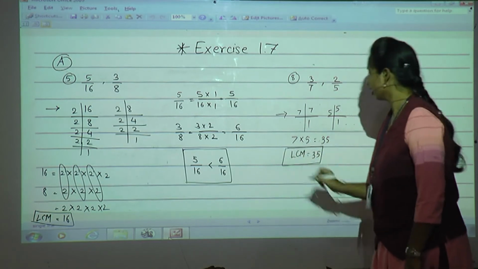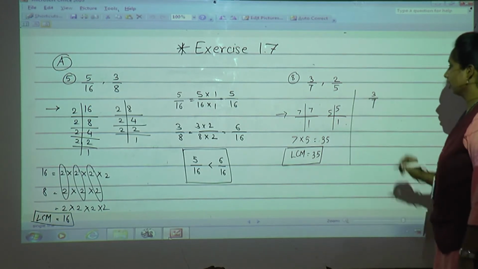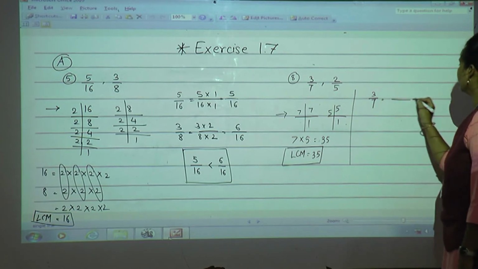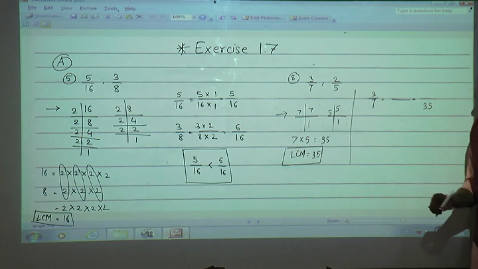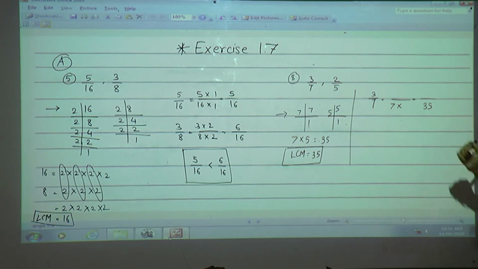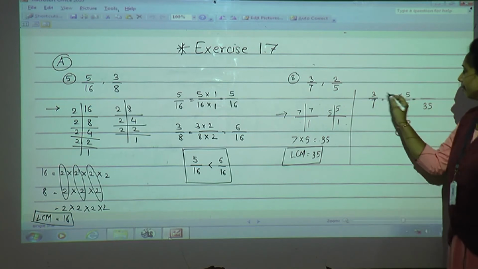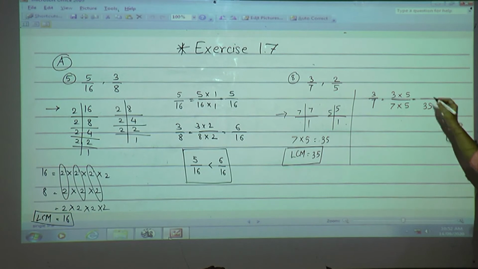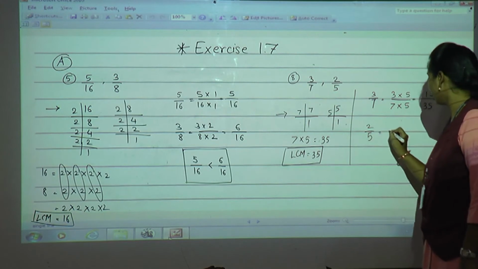Isn't it? Now we will compare the numbers. 3 upon 7. Okay. So in the place of denominator what should come? LCM, that is 35. Now write 7 as it is. Now 7 multiplied by what? We get 35. Yes. 7 5s are 35. Isn't it? So write 5 as it is. Now multiplied by 3. 3 5s are 15.